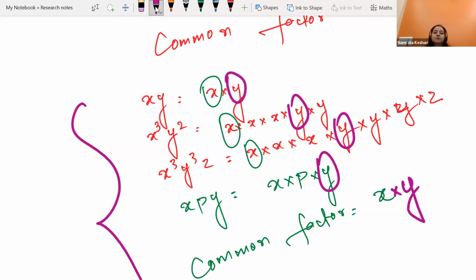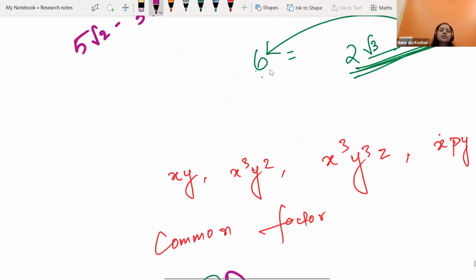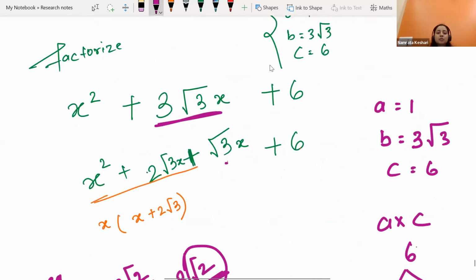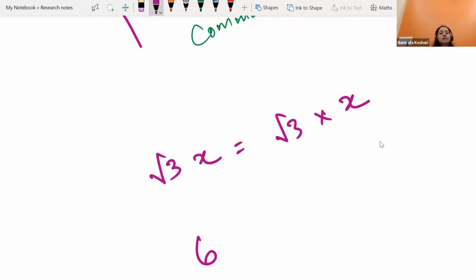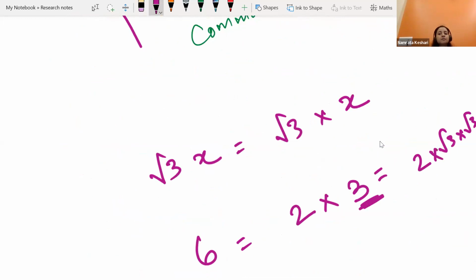Yes, ma'am. Okay, let's try taking common factor from the next two terms, root 3x and 6. We will be using this method only. Root 3x and 6. Root 3x means root 3 into x. 6 means 2 into 3. Is there any common factor? No. But we know that this 3 can be written as root 3 into root 3. Yes or no? Yes, ma'am.